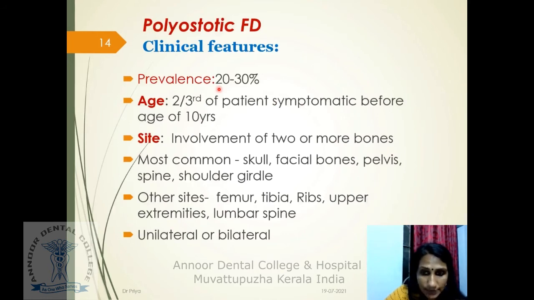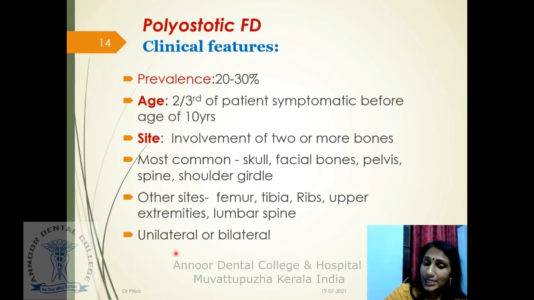The other type which we can get is polyostotic fibrous dysplasia, wherein multiple bones are going to be affected. The prevalence rate is less, between 20 to 30%. The age group here is before the age of 10 years and it is symptomatic. So 2/3 of the patients are going to be symptomatic, while monostotic is mainly asymptomatic. It involves two or more bones. The common areas affected are the skull, facial bone, pelvis, spine and the shoulder girdle. The other sites include femur, tibia, ribs, upper extremities and the lumbar spine area.